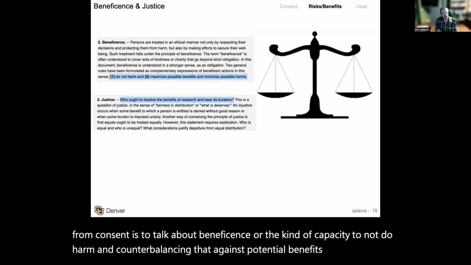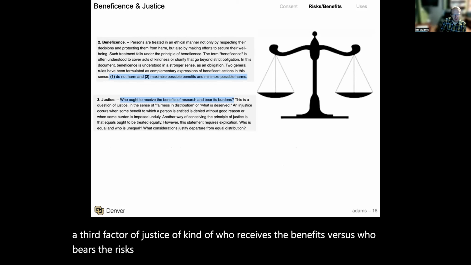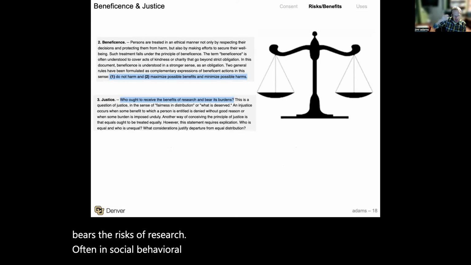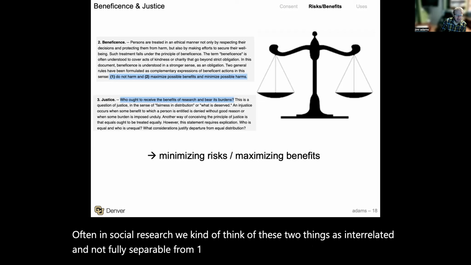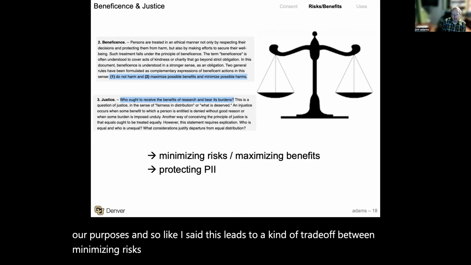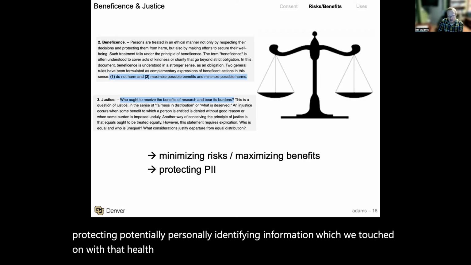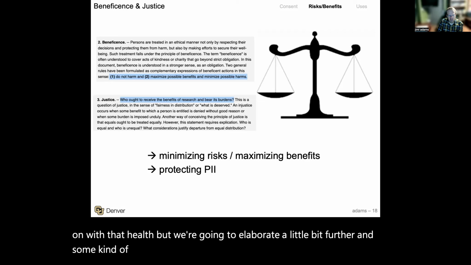And then a third factor of justice, of who receives the benefits versus who bears the risks of research. Often in social behavioral research, we think of these two things as interrelated and not fully separable from one another. So I'm going to combine them for our purposes. And so, like I said, this leads to a trade-off between minimizing risks and maximizing benefits. It also leads to a focus on protecting potentially personally identifying information, which we touched on with AdHealth, but we're going to elaborate a little bit further in some definitional terms as we continue.